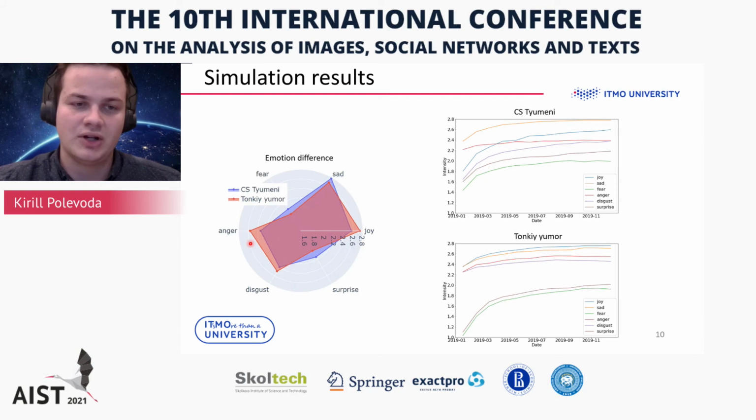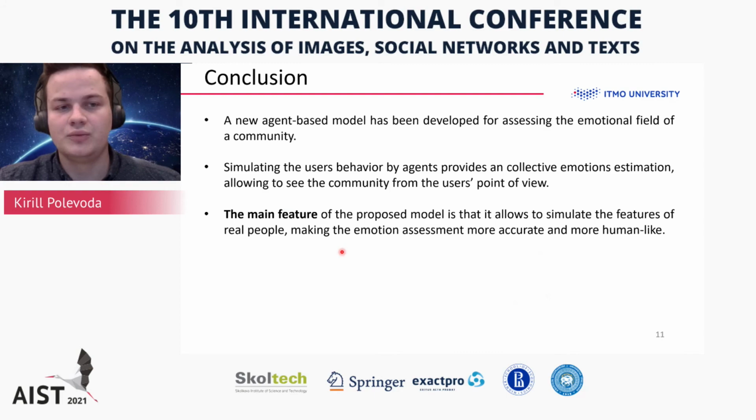So to summarize, the strong point of the proposed approach is that it equips the agent with subjectivity combined with the objectivity provided by the data. Simulating user behavior, the agents provide an insight into collective emotions estimation, allowing us to see the community from the user's point of view. The model allows simulating the features of real people, making the emotion assessments more accurate and more human-like. The model developed is to be used in our next model, where we try to predict and simulate the spread of emotions in social networks for particular users.